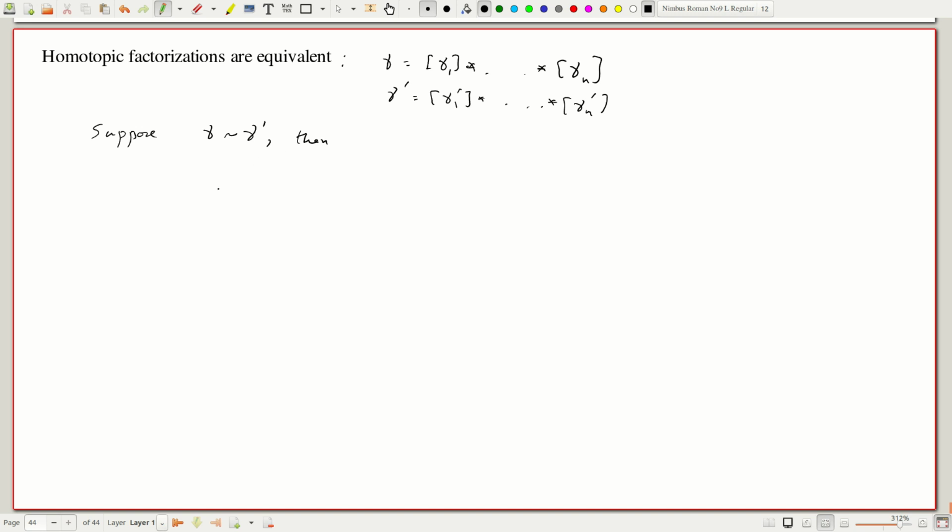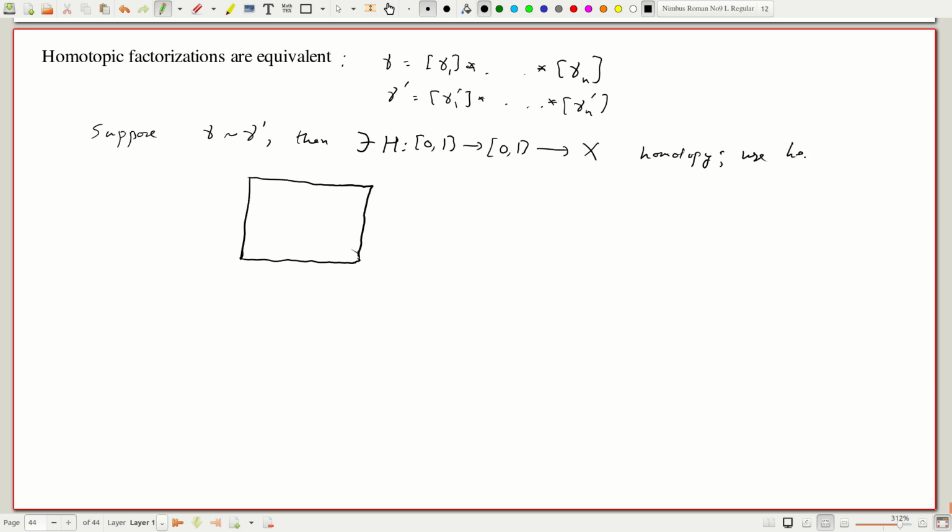Okay, then we have there exists H as usual from 0 1 cross 0 1 to the space X. So a homotopy, and we will transform this in various ways. Okay, so first of all we have a homotopy. Okay, and then use Lebesgue, etc.